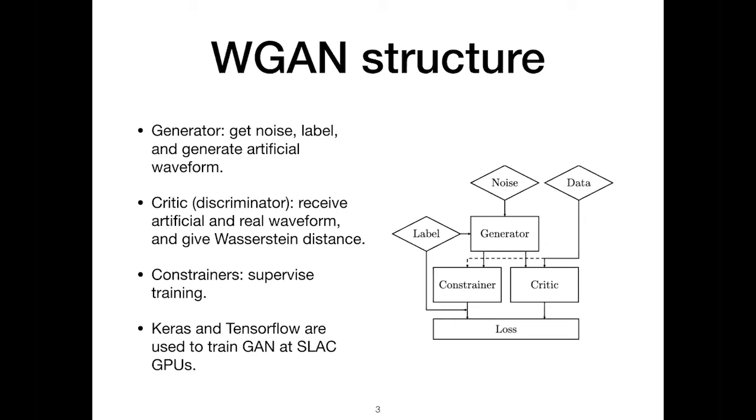It receives the signals from either the generator or the data we have, and it gives out the predictions about the positions and energy. We would like to minimize the difference between our labels and the constrainer's result. So all 3 parts are trained simultaneously on GPU clusters. I wrote it in Keras and TensorFlow.